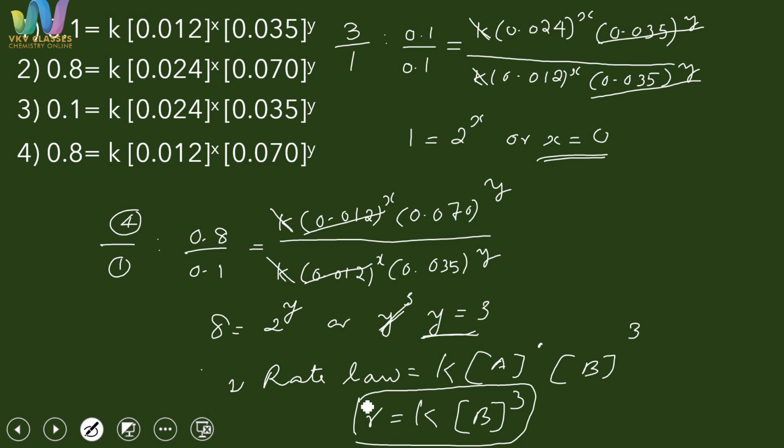X we are finding as equal to 0. That is, A is not coming in the rate equation. Even though A is a reactant, it is not coming in the rate equation, because the concentration of A will not influence the rate of reaction.